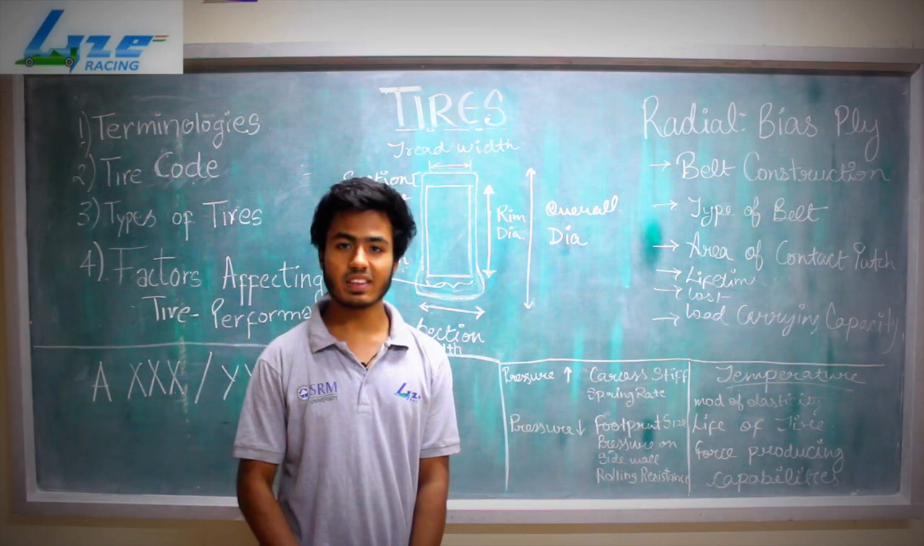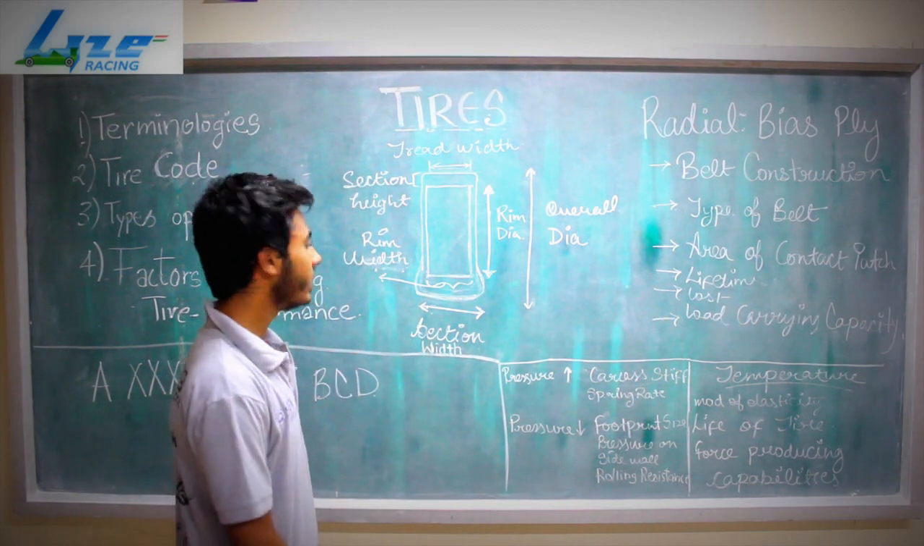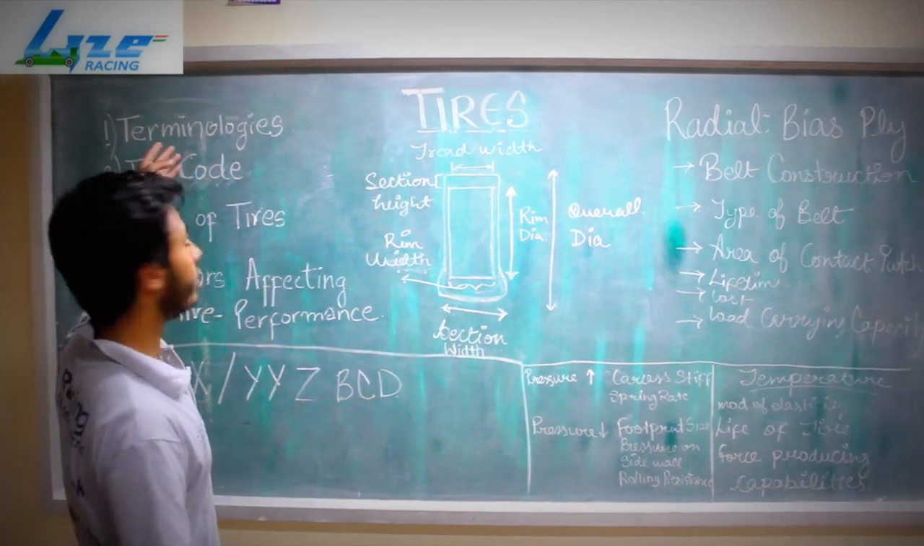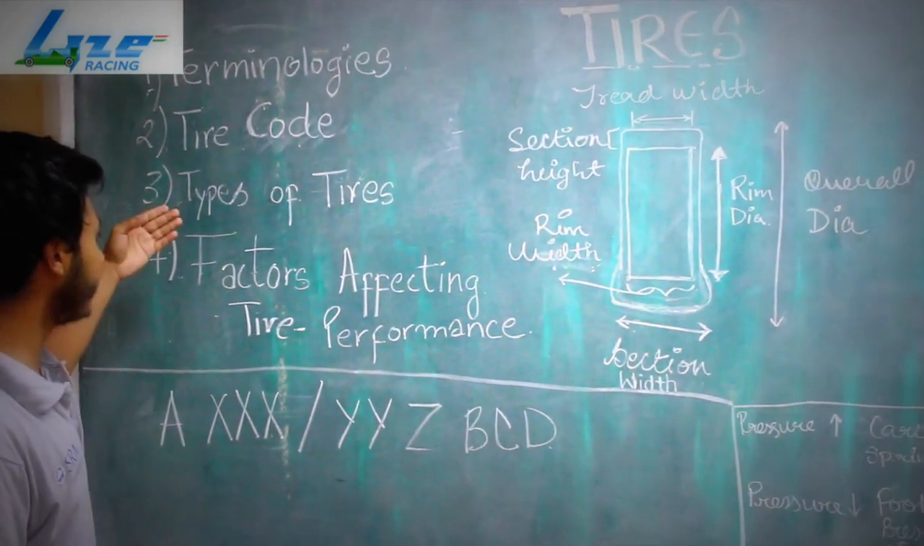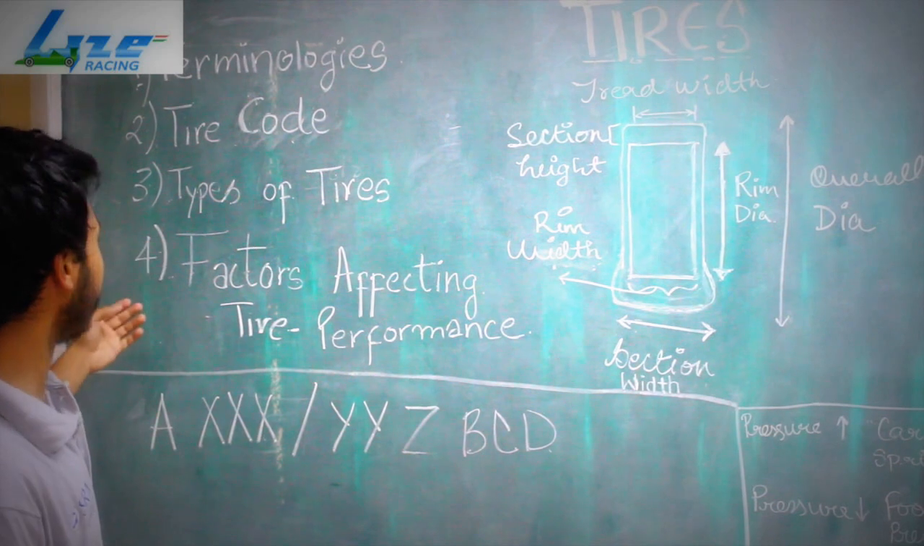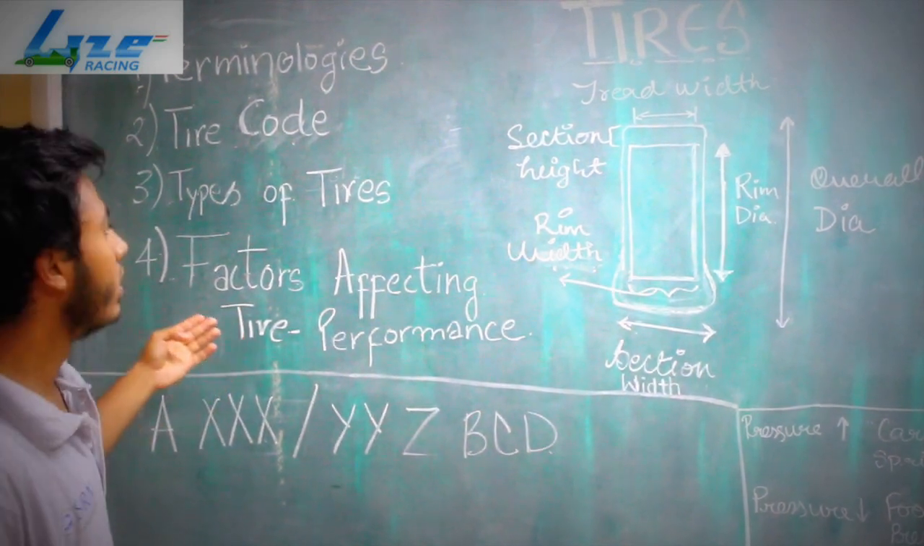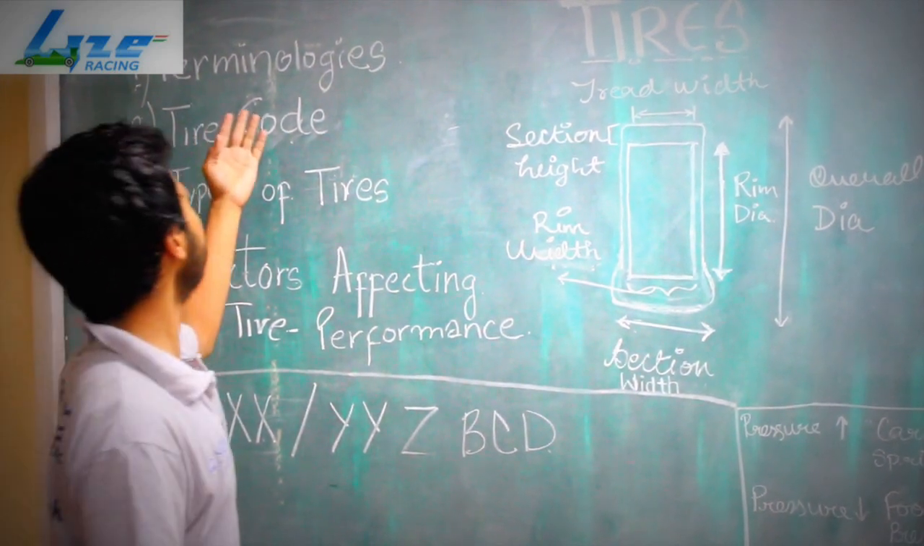Today I'm going to give you a basic introduction on tires. So the things we'll be discussing today are the terminologies involved, tire codes, how to read and interpret them, types of tires that we have in our world, and the factors affecting tire performance. So the first thing that we come upon is the terminologies.